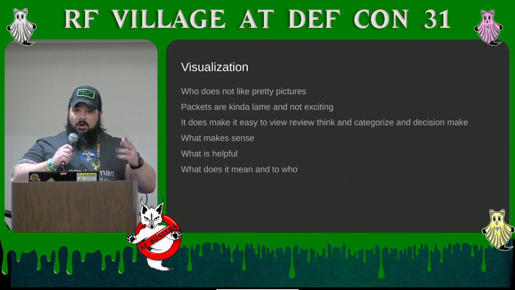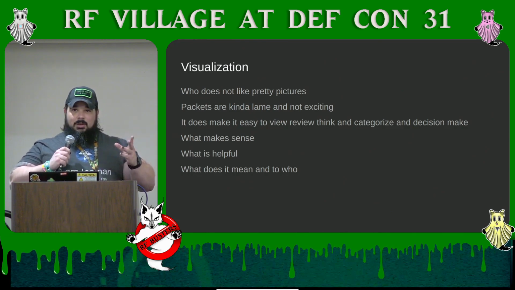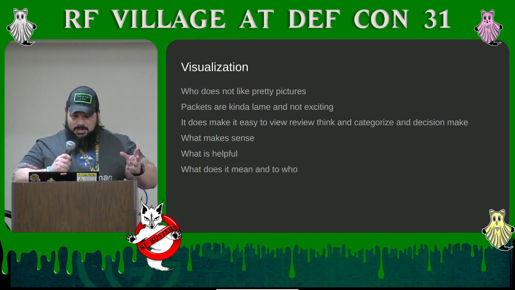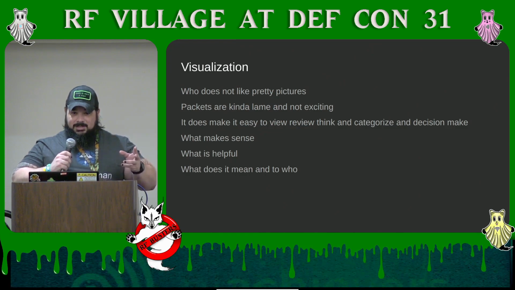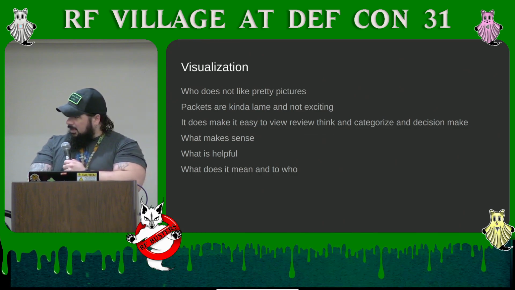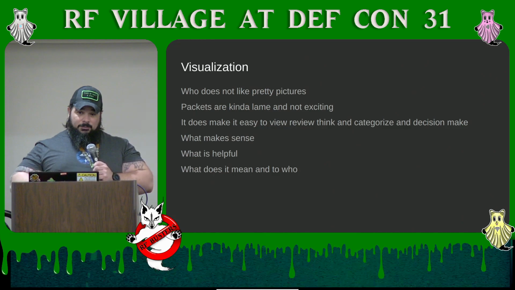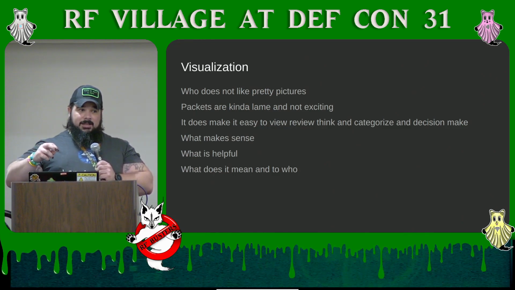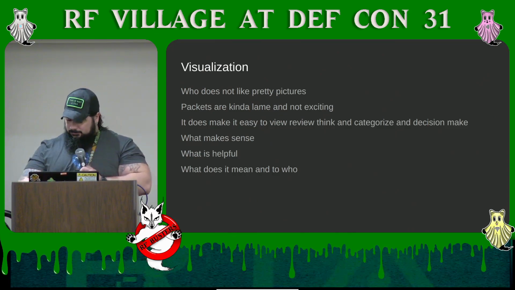So, again, packets for Wi-Fi are not exciting. There will be a representation of it, but now that you can make SSIDs with emojis in them at the command line, you're not going to see silly faces. That's not going to be a thing at the packet level. Now, what is actually helpful? How can we look at this in a way that makes sense to not just me, but to another random person?